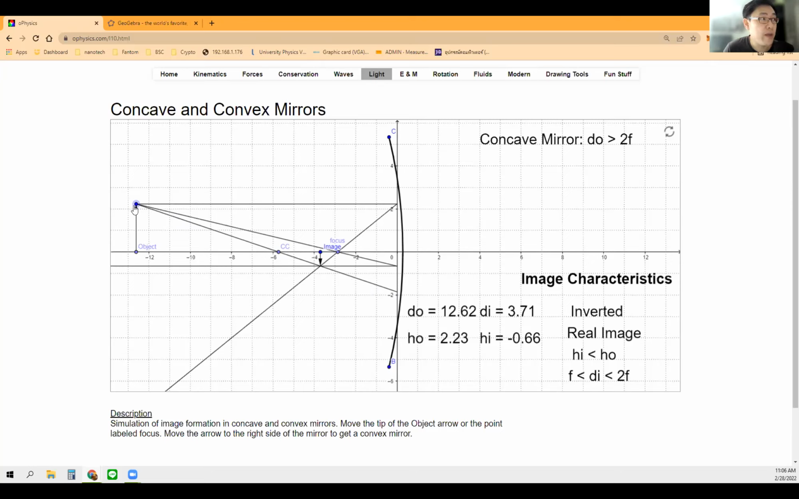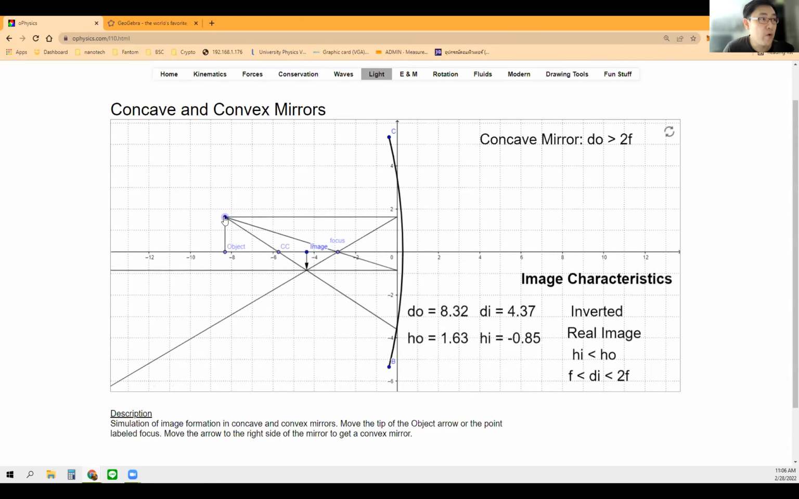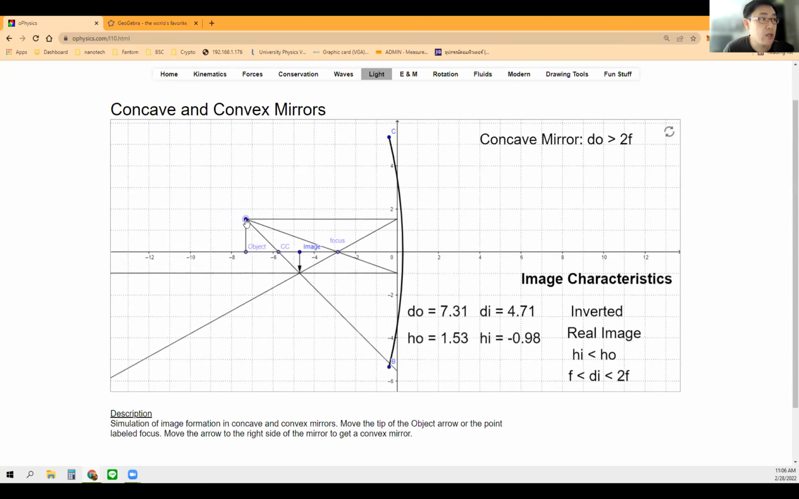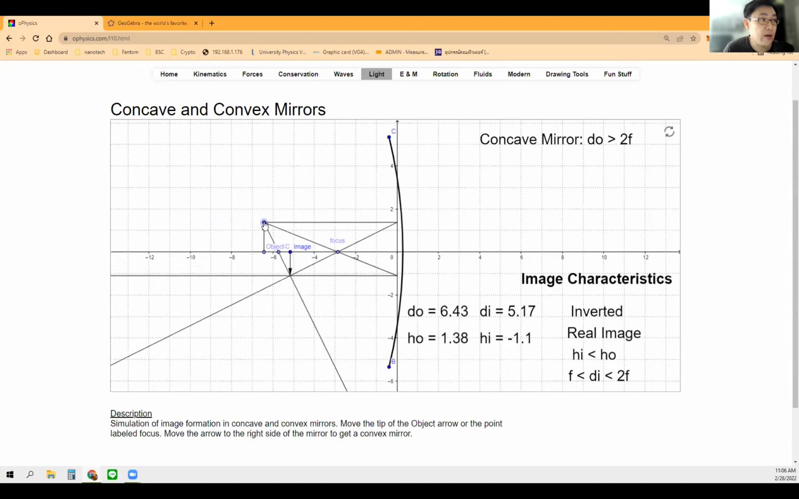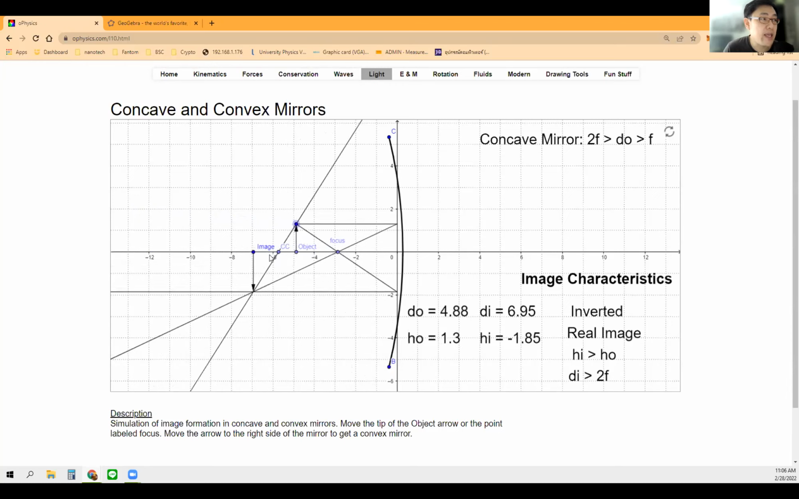All right, and now from here, you can play around with this and adjust the location of the object. If you move the object closer and closer, as you can see, the image is getting away from the mirror a little bit. But what you can see at the end is the image location is still in front of the mirror. So you can say right away, this image is real. Cool? Because it's the actual rays crossing.